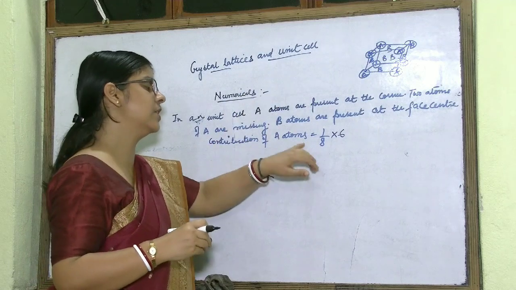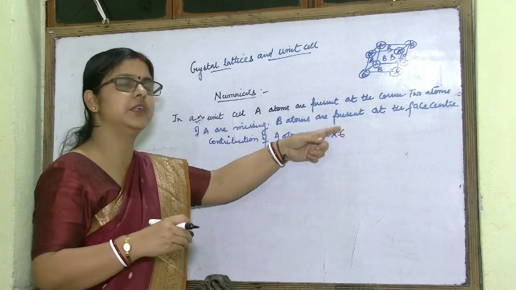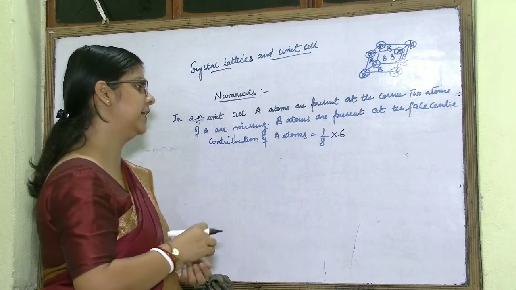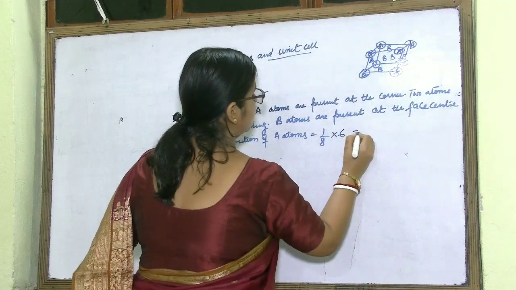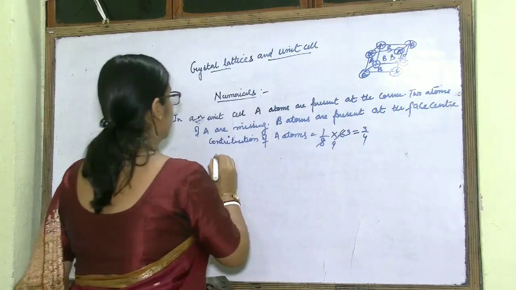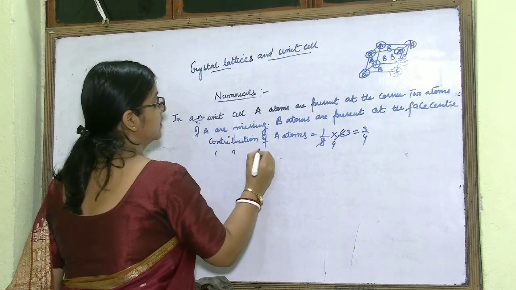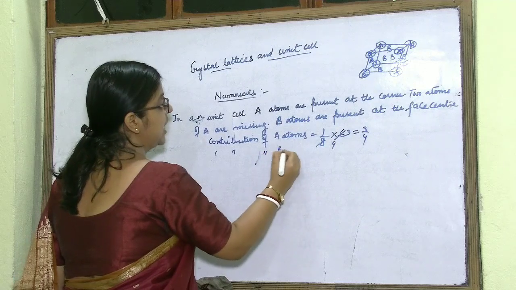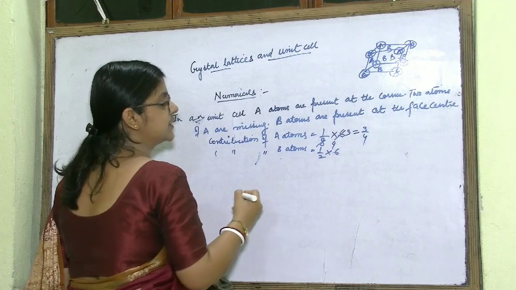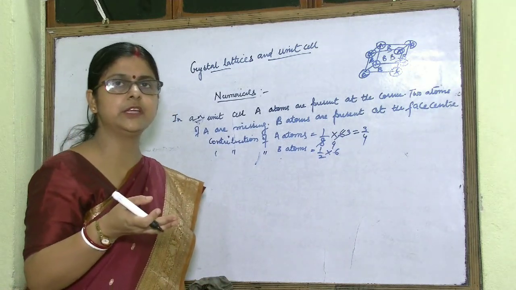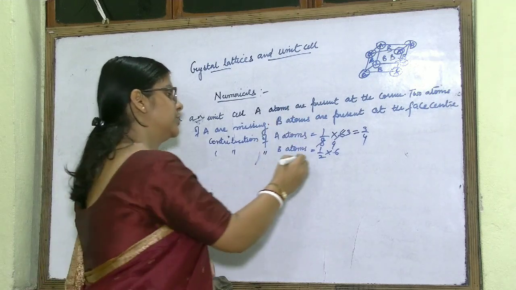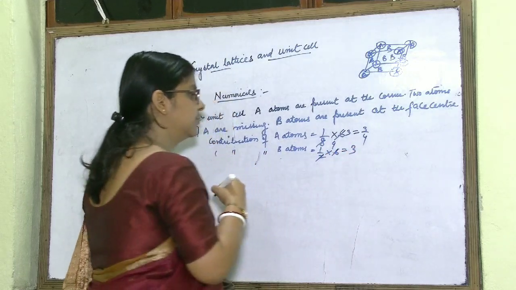So contribution of A atoms will be equal to 1 by 8 into 6. For 8 corners it is 1 by 8 into 8, but now there are only 6 particles at 6 corners, so it will be 1 by 8 into 6, which is equal to 3 by 4. Now contribution of B atoms per unit cell, how much will it be? It will be 1 by 2 into 6. We know the contribution of a particle at each face is 1 by 2, and there are particles at 6 faces. So it will be 1 by 2 into 6, that is equal to 3.